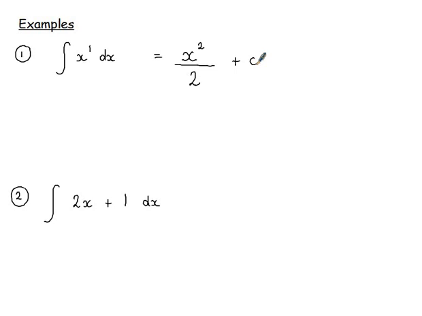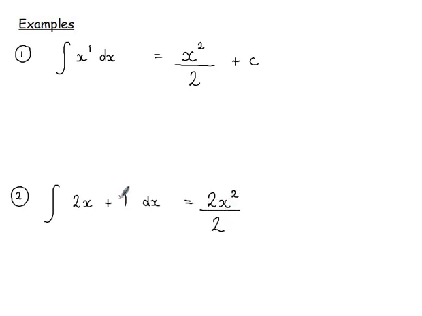Second one then, we've got the integral of 2x plus 1 dx. We need to integrate both of these things, and then remember our plus c on the end. So our first one then, we have 2x. The power here is a 1, so again, add 1 to it to give you a little 2, and divide by your new power, so divide by the 2.